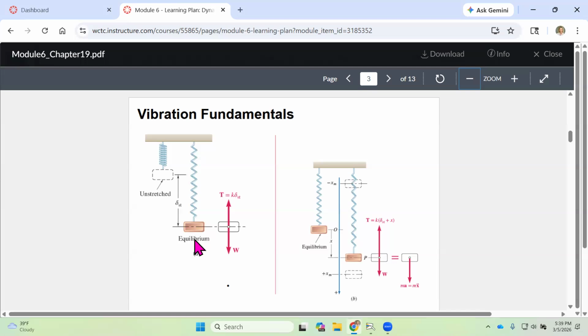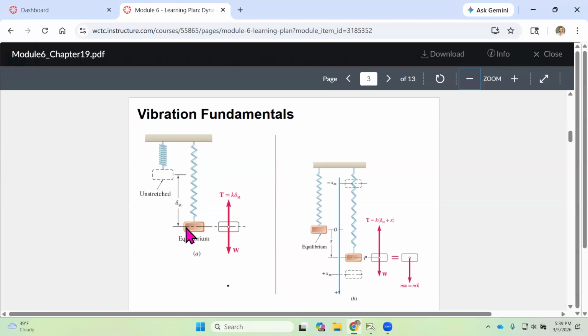Now, in this system, it appears that the equilibrium point is at rest, okay? And so this is where it would just naturally sit based on the weight that was applied to the end of this spring, okay? Now, you'll notice that the block is going to have a weight associated with it. And then the spring is going to react to it.